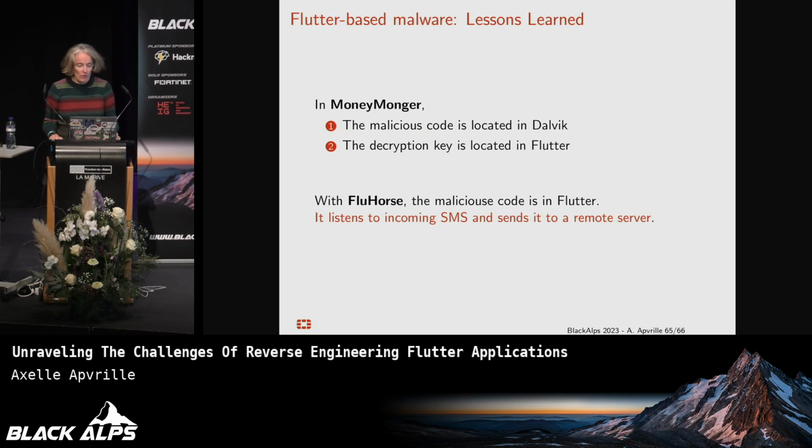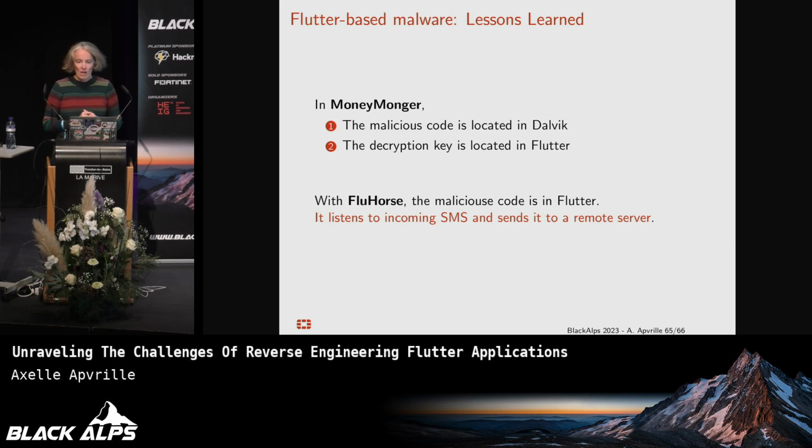So, conclusion, for this sample moneymonger, all the malicious code was located in the Dalvik part. I haven't shown the parts which are getting the contacts, for instance, or receiving the pictures and things like that, because it's on the Java side. And here we were focusing on the Flutter side, okay? The decryption key, however, is on the Flutter side, and we understood how it is communicating between both sides.